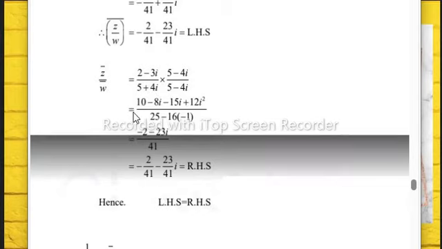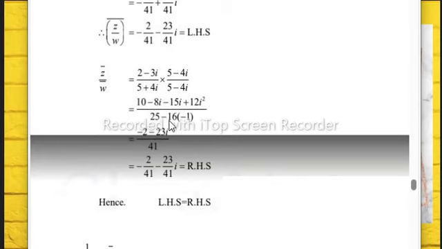So we rationalize 5 plus 4 iota in this way, that we have to multiply and divide with 5 minus 4 iota here. In the numerator we take multiplication: 2 into 5 is 10, 2 into 4 iota is 8, minus 8 iota, and minus 3 iota with 5, minus 15 iota, which we wrote here. So minus 3 iota multiplied with minus 4 iota, the answer is plus 12 iota square.